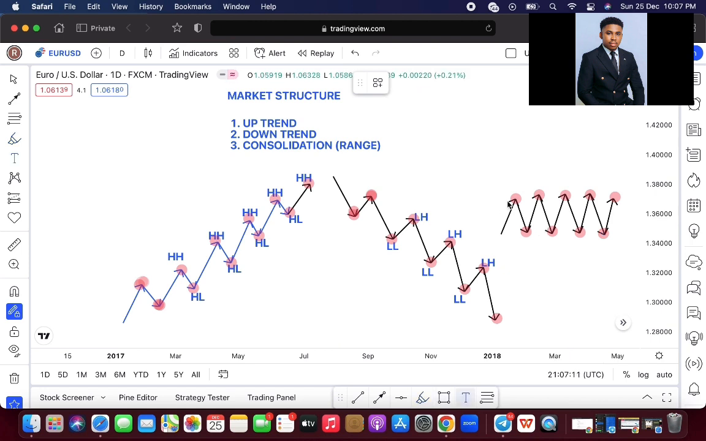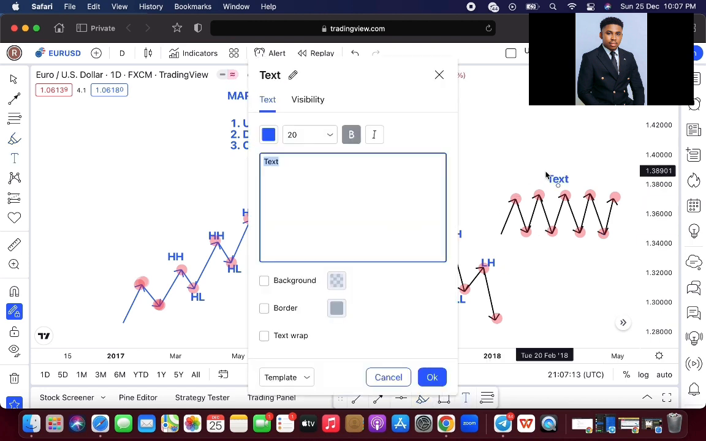So we'll just write that down. We'll denote these equal highs with EQH, showing equal highs. So I could just write that out. Okay, so we have equal highs, and right here we have equal lows.